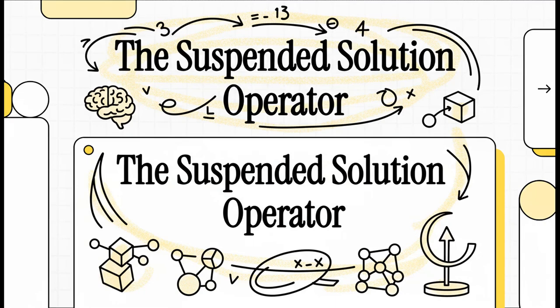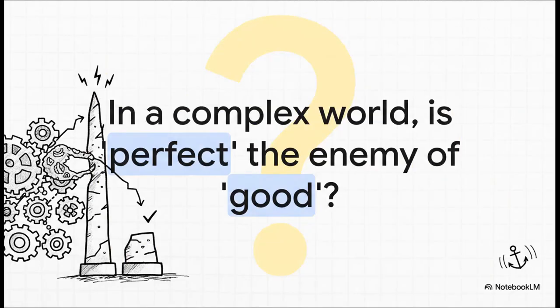All right, today we're going to jump into a really fascinating mathematical idea that is completely changing the game for AI stability. It's called the suspended solution operator, and trust me, it's a huge deal for how we build intelligent systems. But to really wrap our heads around this, we have to start with a more basic question. Think about it. In a world this complex, is chasing perfect actually the enemy of good? When we're building something like an AI, is that quest for perfection actually holding us back?